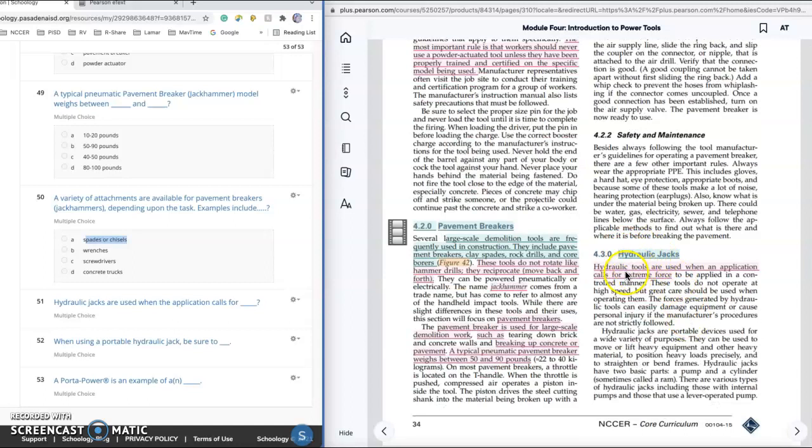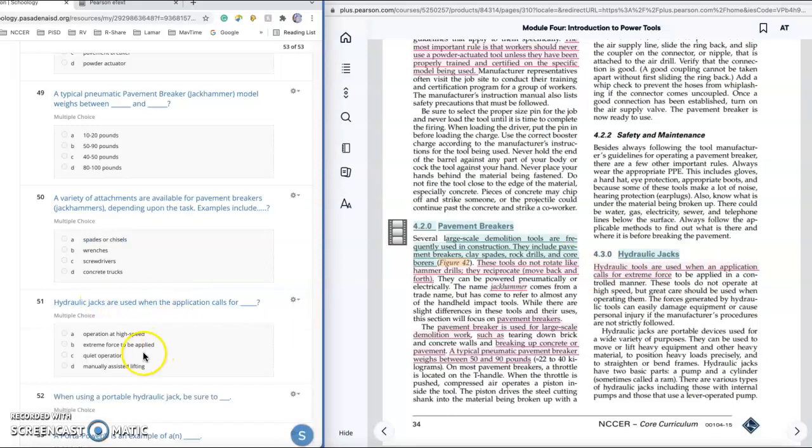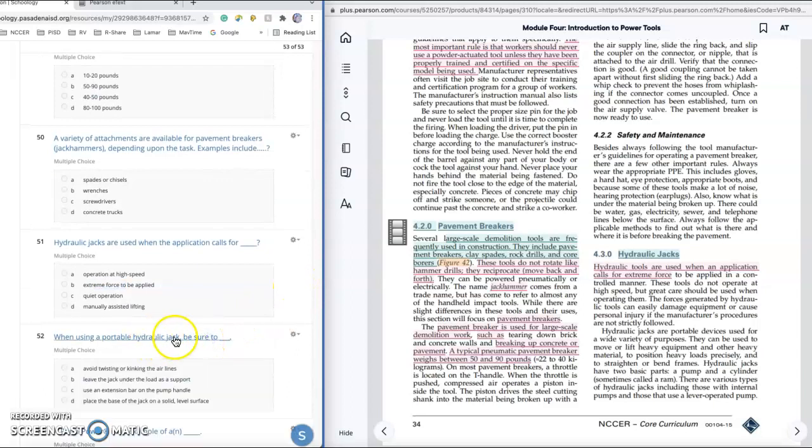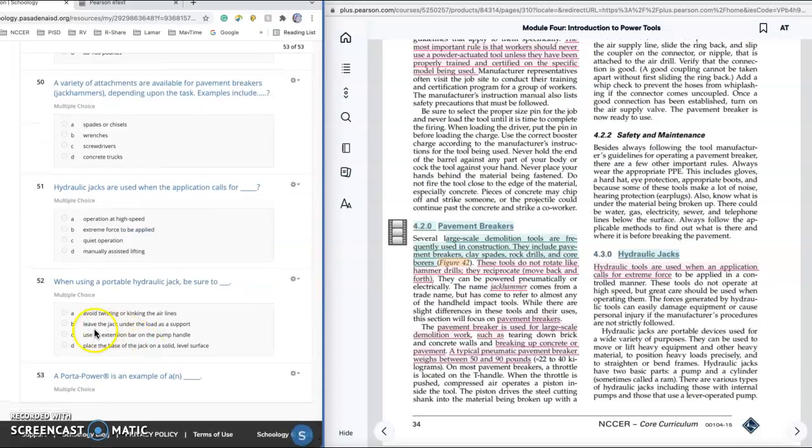So let's look at hydraulic jacks. Hydraulic tools are used when an application calls for extreme force. Hydraulic jacks are used when the application calls for extreme force. When using a portable hydraulic jack, be sure to put the base of the jack on a solid level surface. If something is going to be lifted with extreme force, you don't want to have it on an unsolid surface because it's not going to be able to lift, or it'll fall over.